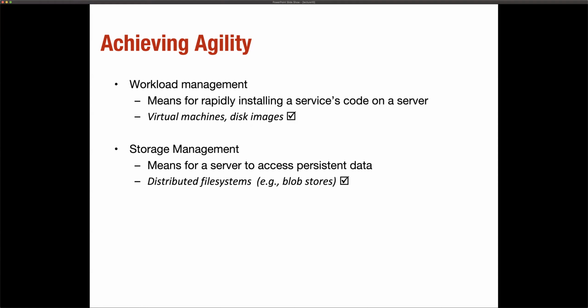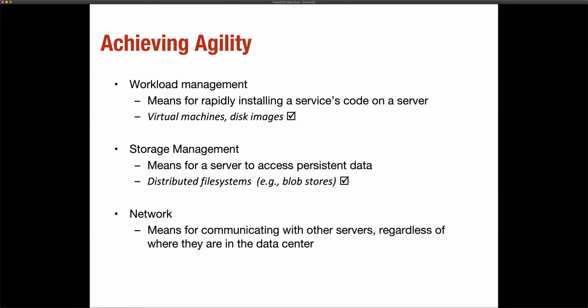That's easy. What about the network? Here we need to provide means for communicating with other services, regardless of where they are in the data center. There should be no locality requirement about where the servers are, and we should be providing seamless communication between all the servers in the data center. And that's something which was not doable back in those days. That was the billion-dollar problem that everybody was working on, to figure out how can we provide the right networking abstraction for the data center networks.